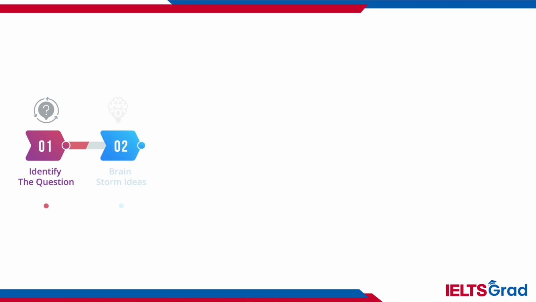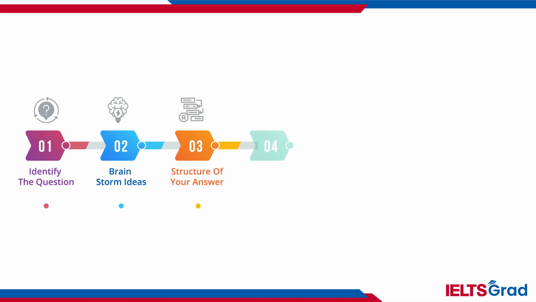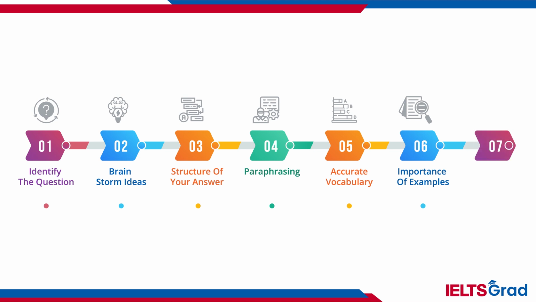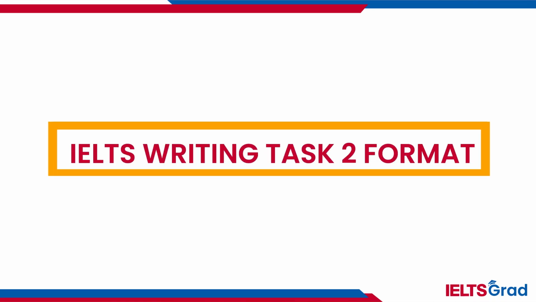Tip number 2, brainstorm ideas. Tip number 3, structure. Tip number 4, paraphrasing. Tip number 5, accurate vocabulary. Tip number 6, importance of examples. Tip number 7, proofread. However, before we begin, we must know what is the IELTS Writing Task 2 format.